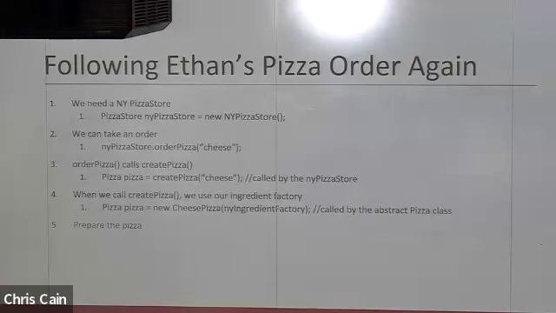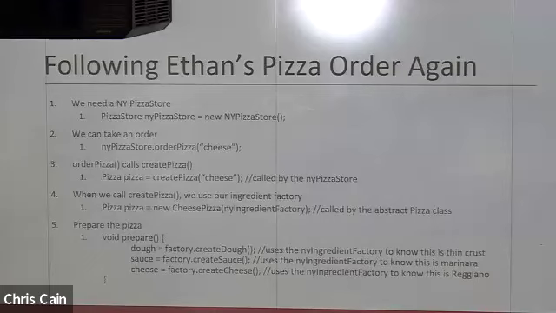So as we do this, we prepare the pizza, which goes through the prepare method that's going to create the dough. Since we're using a New York ingredient factory, we know exactly what kind of dough we're going to create. That's the thin crust. We know exactly what kind of sauce we're going to use. That's marinara, because that's defined by the concrete class, the New York ingredient factory. And the same thing with the cheese. We know that it's going to be Reggiano cheese because that's the cheese that's dictated by the concrete class in the New York ingredient factory.